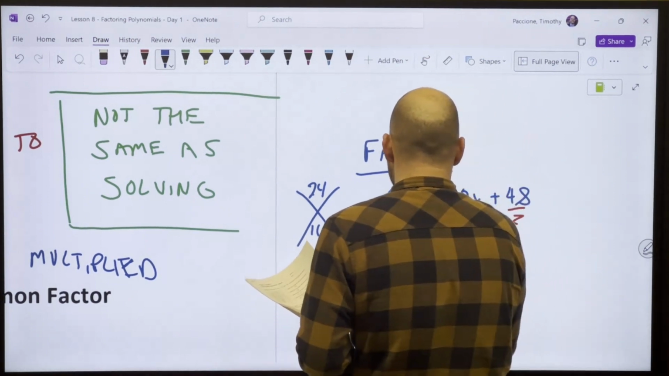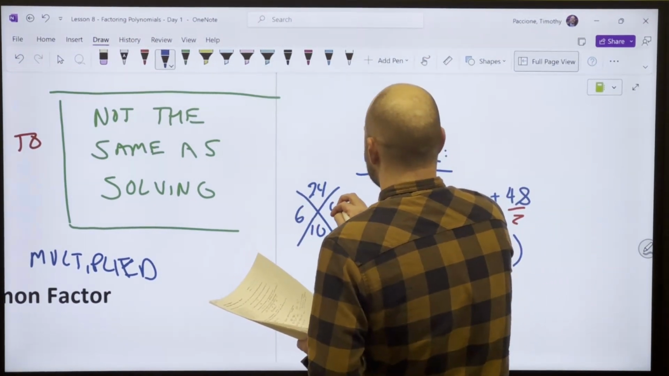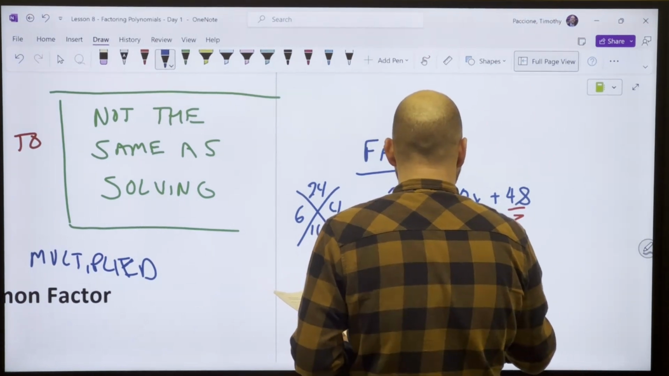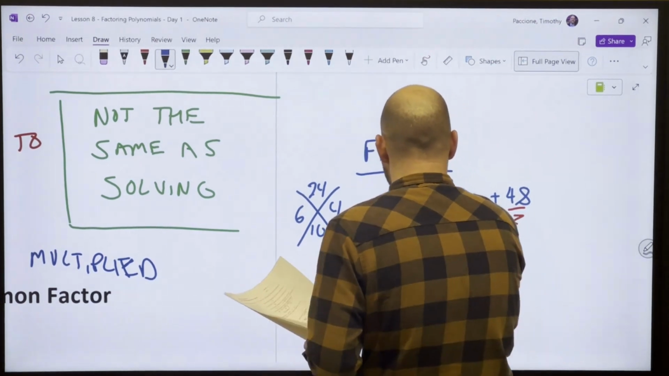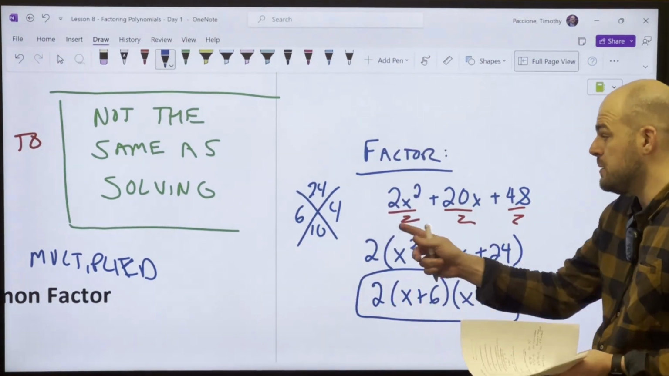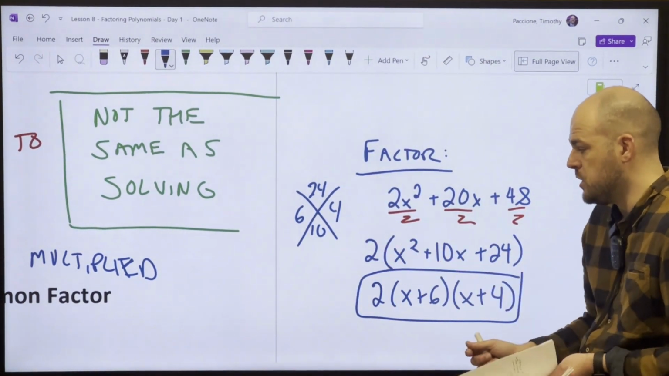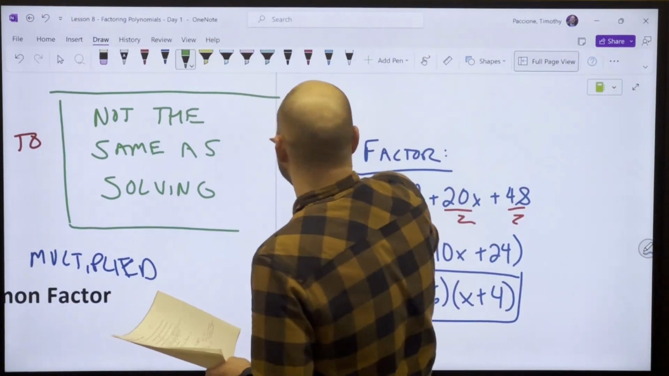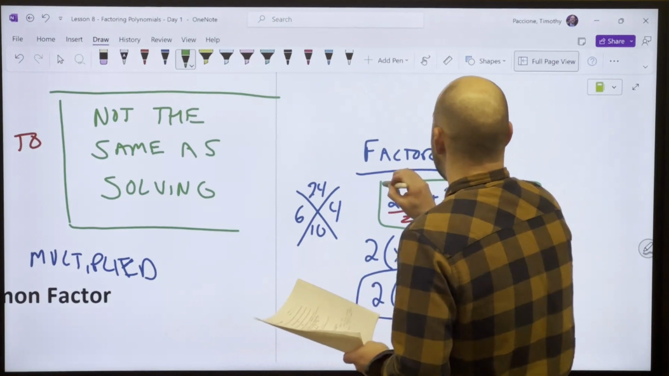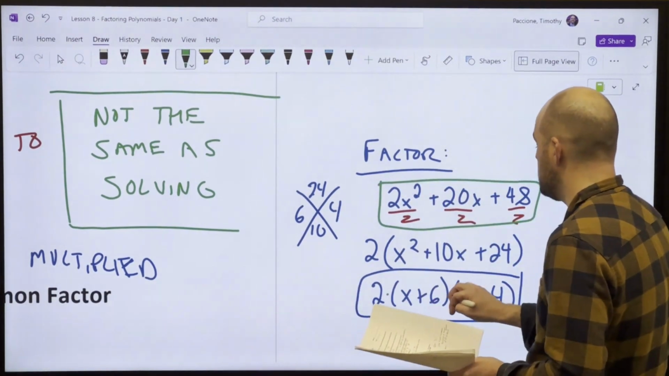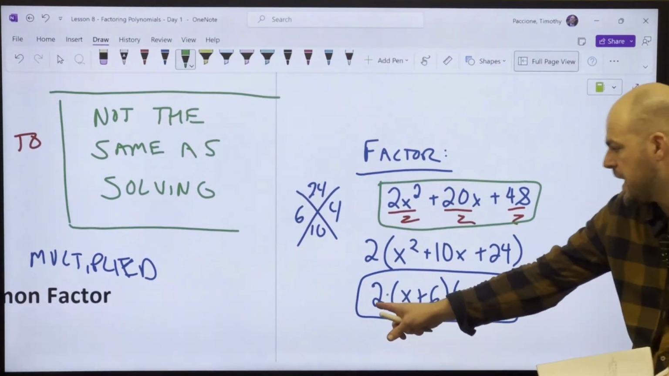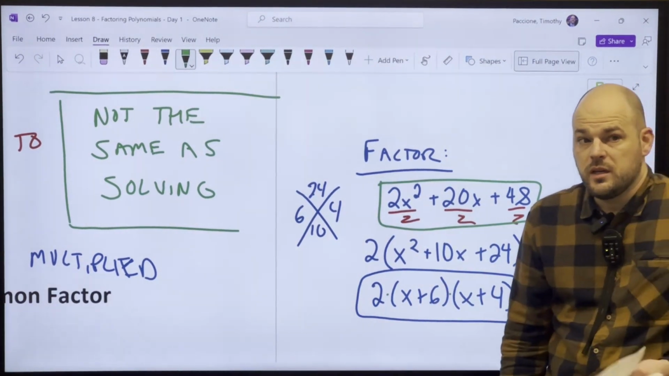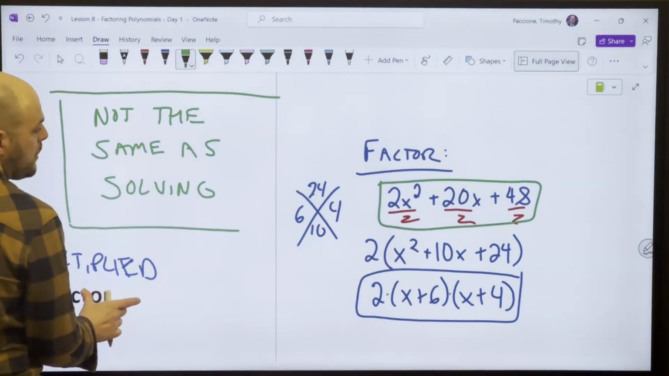So that would give me 2, oh, sorry, I didn't finish it, 6 and 4. 2 times x plus 6 times x plus 4. And now it's fully factored, right? So sometimes there are multiple steps. First you factor one thing, then you notice you can factor something else, right? But think about what factoring is. We had this bigger thing, and now it's the multiplication of smaller things. That, and that, okay? So we're going to continue with that concept, okay?